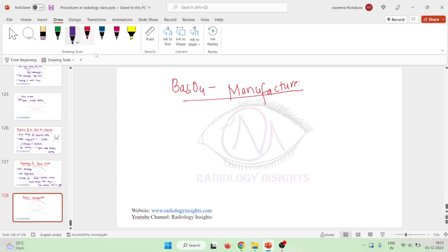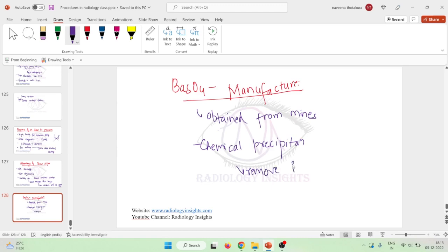This barium sulfate is mainly obtained from mines by chemical precipitation. The process that is done for barium sulfate is chemical precipitation, and with the help of this chemical precipitation, we will remove the impurities which can be removed through chemical precipitation.